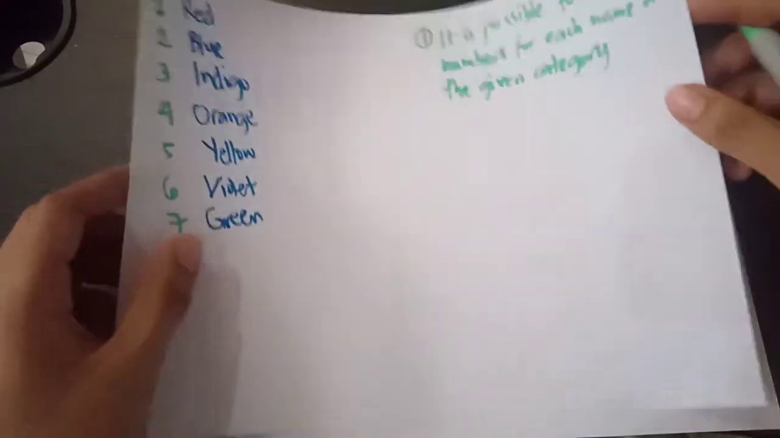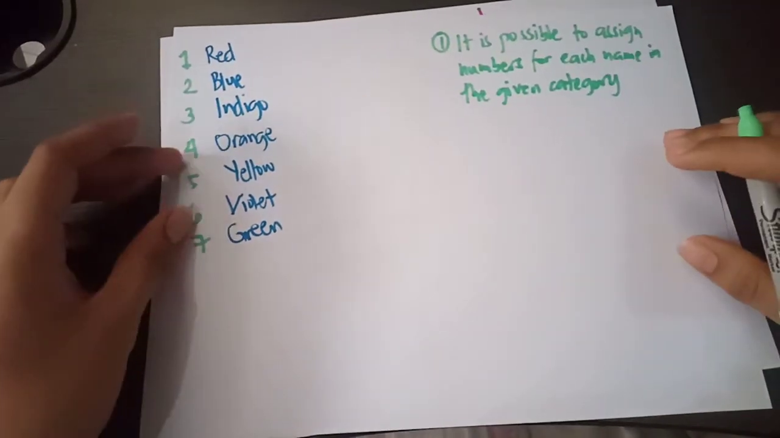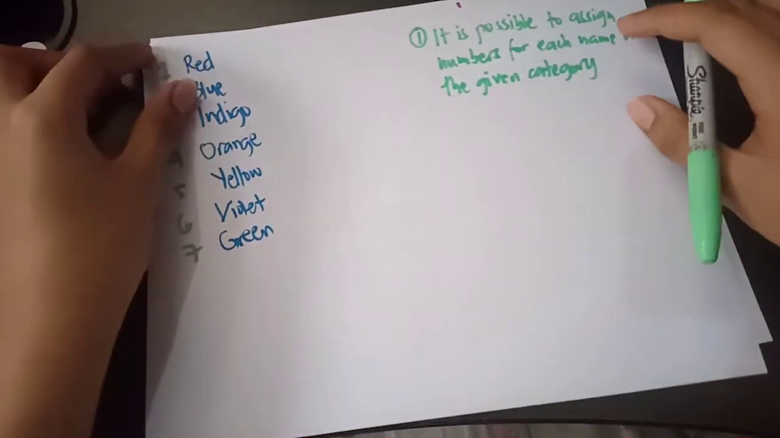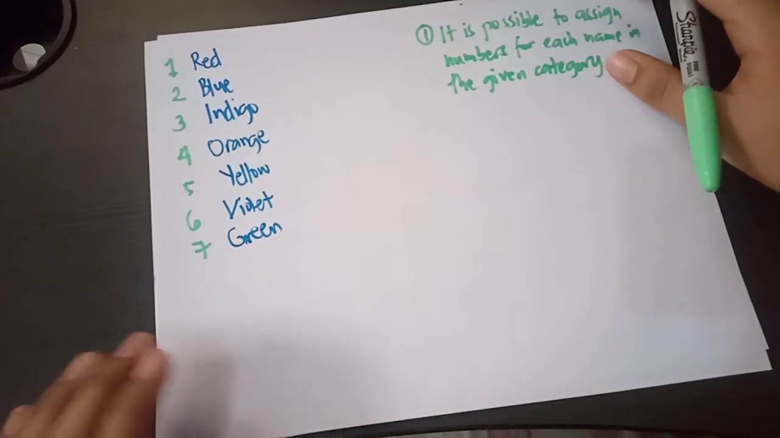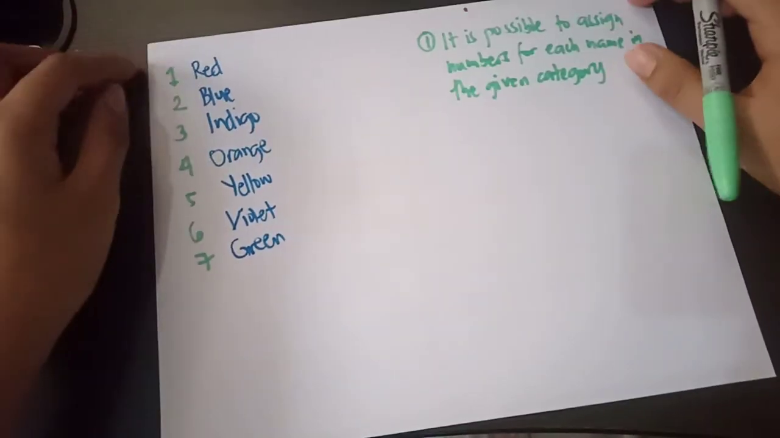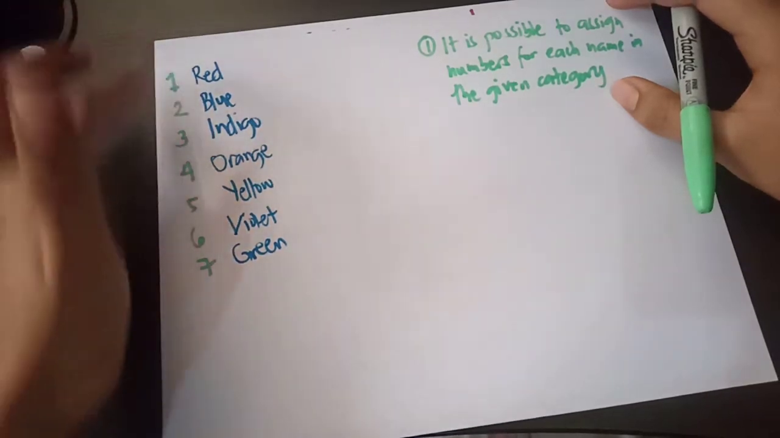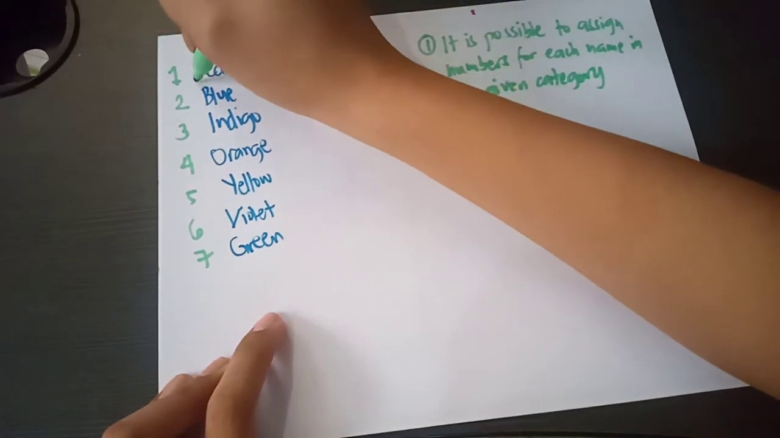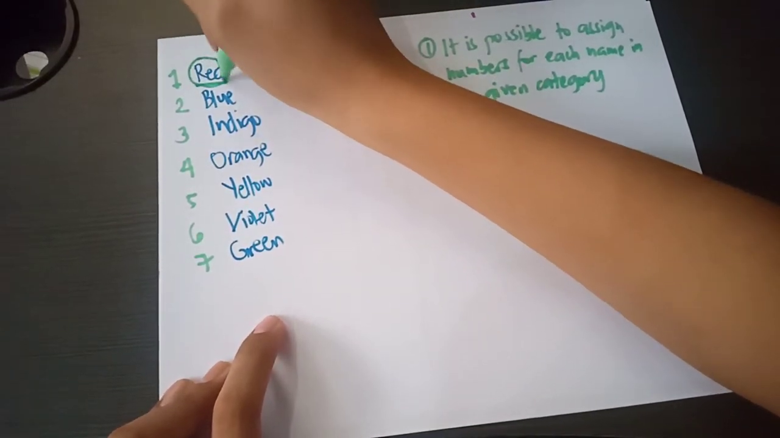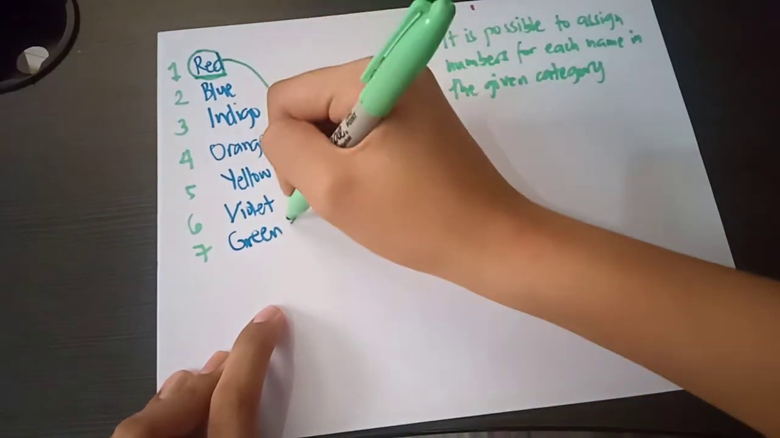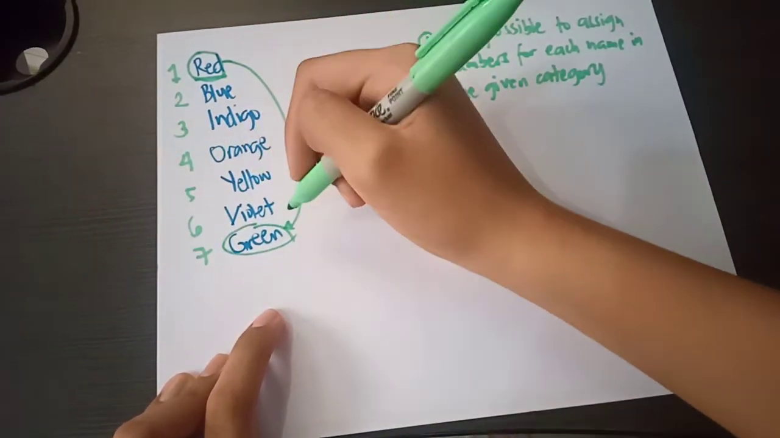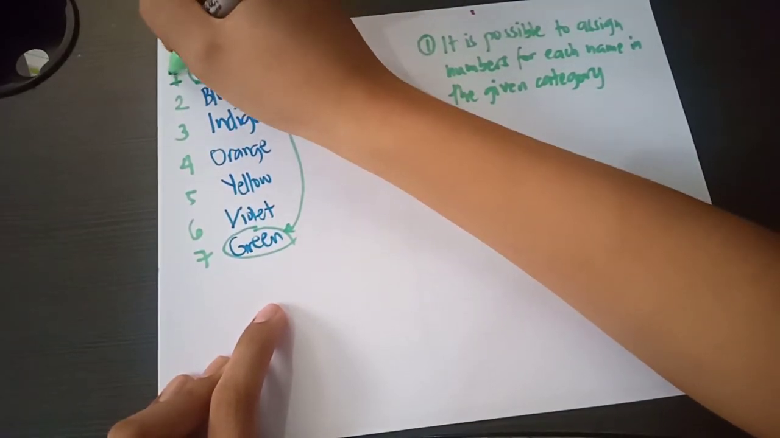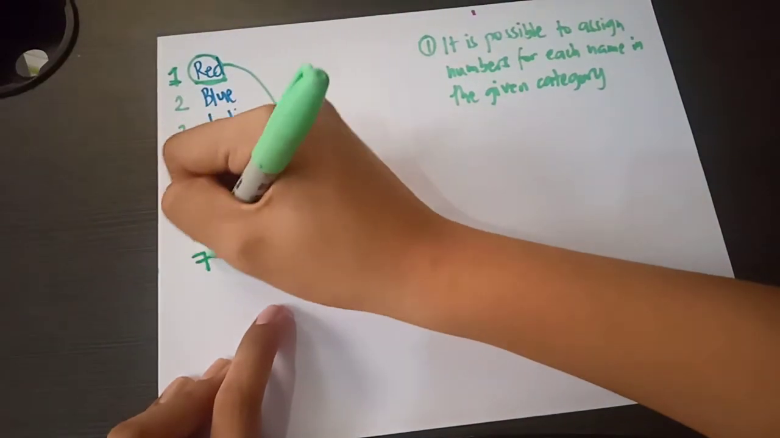Now, using this exact same example, let us identify the second characteristic of nominal scale. So, with these assigned numbers for each name in the category of colors, can we say that the color red is much superior than the color green? Because the red is on the top 1, while the green is on the top 7.